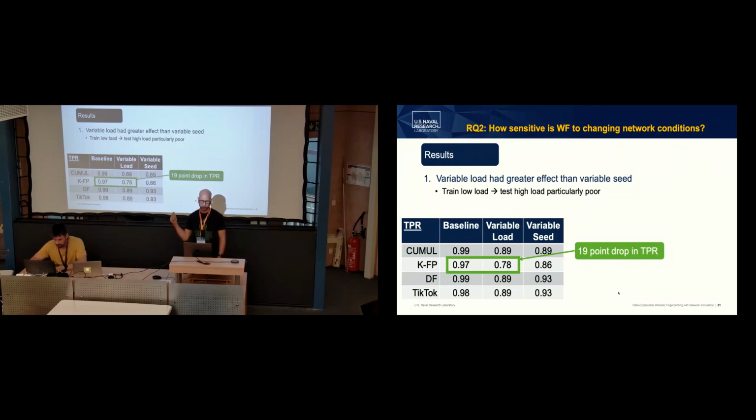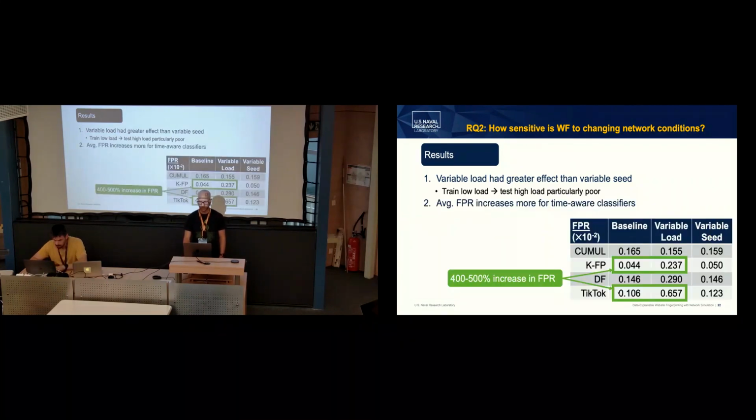Here for k-fingerprinting, we observe a 19-point drop in the true positive rate by training in a baseline network and testing on a differently loaded network. We also noticed that training on a lowly loaded network, with low congestion, and then testing on a highly congested network performed particularly poorly. Second, we found that the average false positive rate increases more for time-aware algorithms. k-fingerprinting and Tik-Tok both use timing information in addition to patterns. And we see a 400% to 500% increase in the false positive rate for those classifiers.